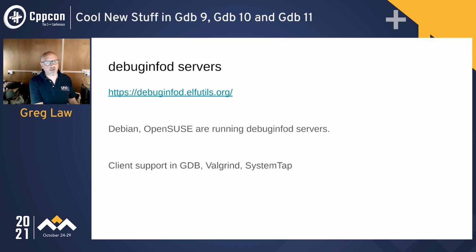So elfutils has one. By the way, these servers can be federated, so they can go out to other providers. This debuginfod in elfutils knows about loads of stuff, and many of the distros are beginning to supply these. Debian and openSUSE are the biggest ones. Ubuntu not yet, but I think that will come. And we've got client support in GDB, as we've seen, but also in Valgrind and SystemTap. And I suppose ultimately anything that needs to read debug information.